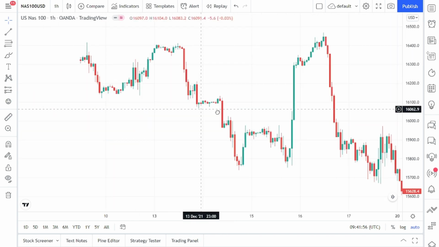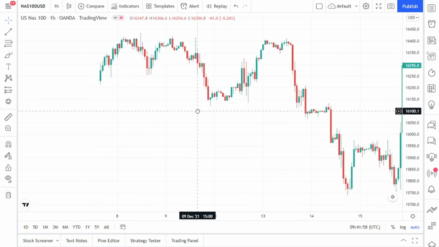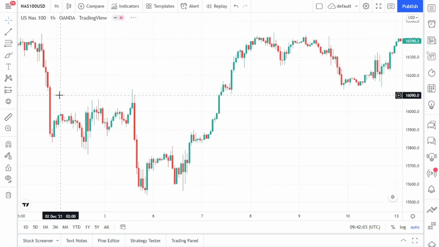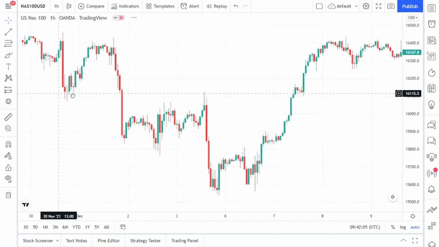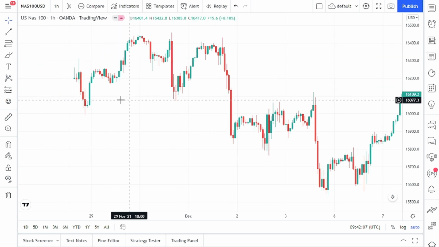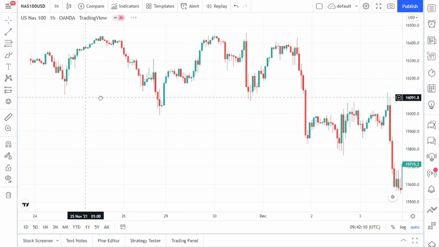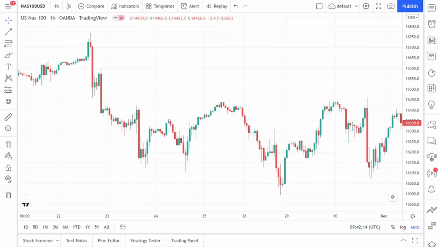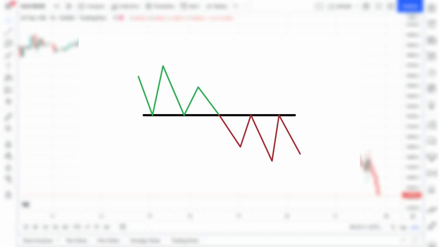But in most cases, the price will hit the resistance or support and then reverse. In other cases, it will break through the levels of support or resistance. So in this video, I will teach you how to spot when price is attempting to break through the level of support or resistance, and also what you should do in such a situation. So the question is, how do you know when the price is about to break through the support or resistance level?